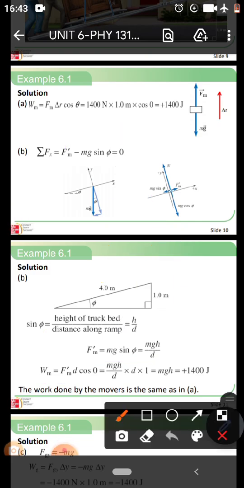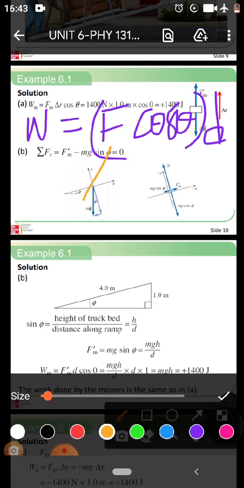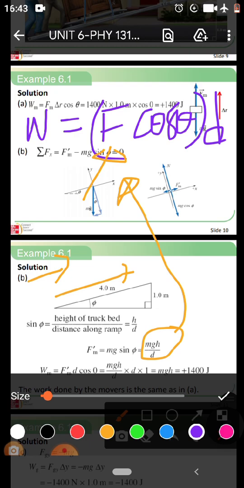The equation for B will be work done is equal to force times cos theta, then times the distance, which is d. In this case we put this here, and because they are applying the force in this direction and pushing the chest in this direction, the angle between the force and the displacement is 0. That's why we put cosine 0 here.